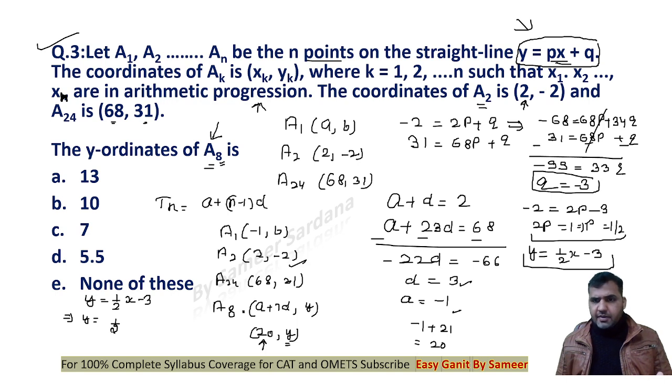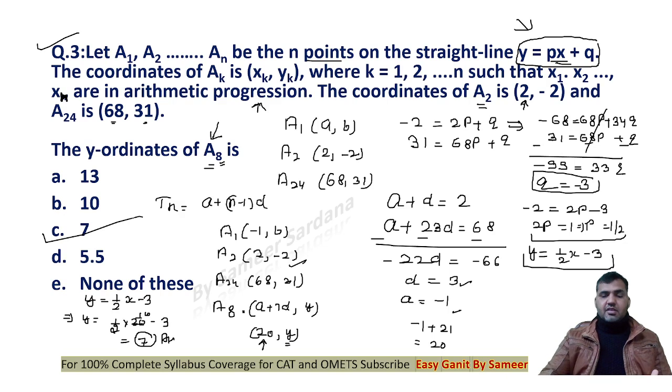Half into the value of x, you can see, is a plus 7d, that is 20, minus 3. 10 minus 3 is 7. So therefore the y ordinate of this point is 7. This is the correct answer to the question, right?